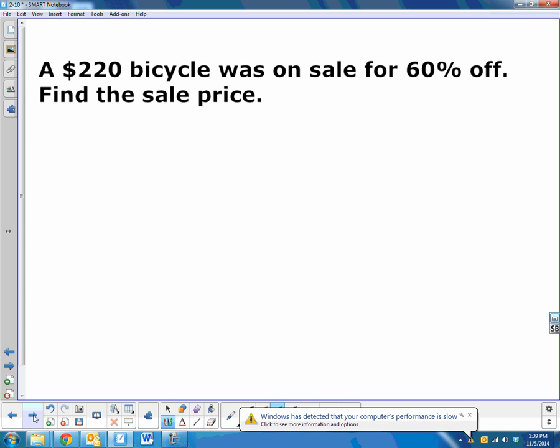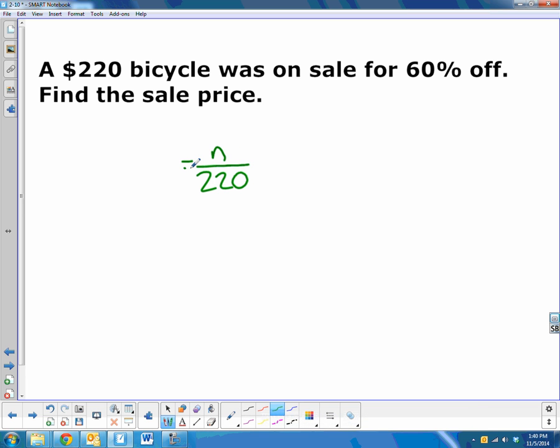All right, new question. Same idea, find the sale price. So you had an opportunity here to pause it and try it on your own. We're going to work through it. A $220 bicycle was on sale for 60% off. So it started at $220. I don't know how much we're going to save. So that's my n, and it's 60%.